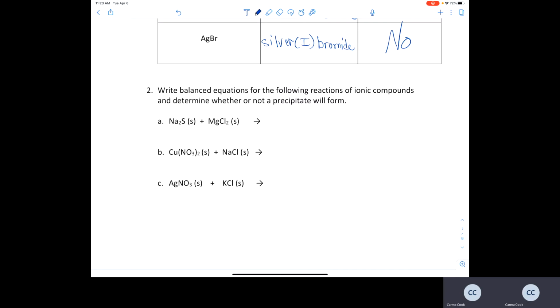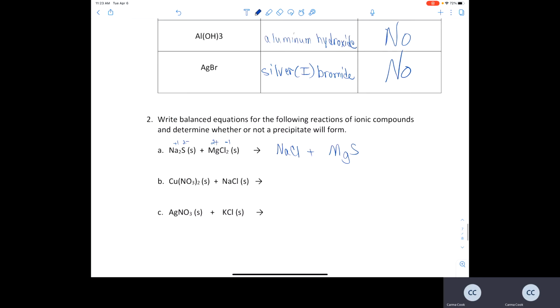So Na2S paired with MgCl2 will switch partners. So sodium is a group 1, sulfur is a group 6A, so it has a -2 charge. Magnesium has a +2 charge. Chloride has a -1. So sodium is going to now pair up with chlorine, and magnesium is going to pair up with sulfur.